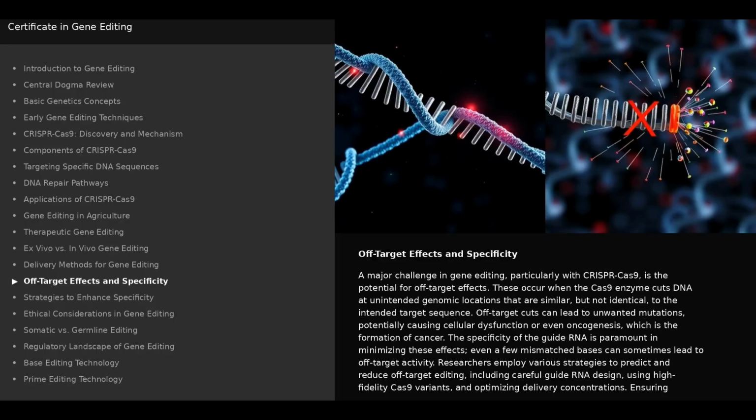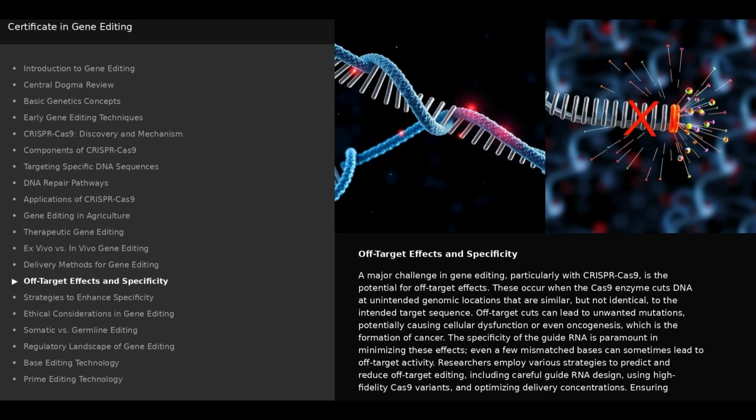Off-target effects and specificity. A major challenge in gene editing, particularly with CRISPR-Cas9, is the potential for off-target effects. These occur when the Cas9 enzyme cuts DNA at unintended genomic locations that are similar, but not identical, to the intended target sequence. Off-target cuts can lead to unwanted mutations, potentially causing cellular dysfunction or even oncogenesis, which is the formation of cancer. The specificity of the guide RNA is paramount in minimizing these effects. Even a few mismatched bases can sometimes lead to off-target activity.